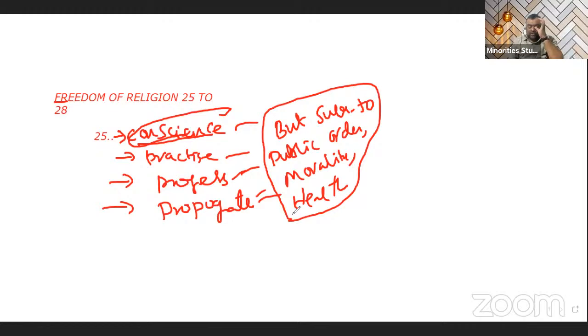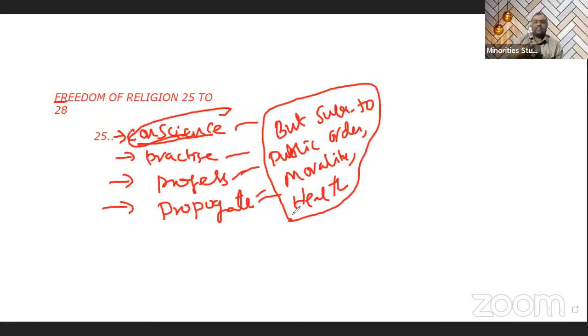So what's the meaning of all these things? I think you might have seen some old black and white movies with some sorcerers and black magic, where they do some dedication or sacrifice of themselves. That is not right, that is illegal. At the time they practice, it means that it is subject to public order, public health, public morality. So all these things are to be taken care of.